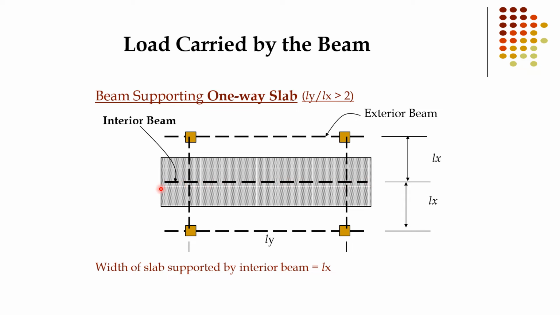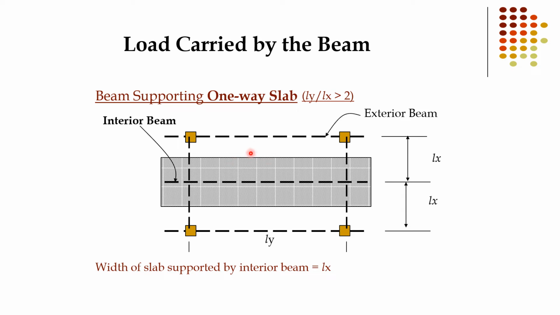of the slab. Okay, these are the column arrangements. Now this is the first beam, interior beam, exterior beam. So how many slabs are present in this configuration? Here is the first slab, here is the second slab. Here is the longer dimension, here is the shorter dimension of this slab.